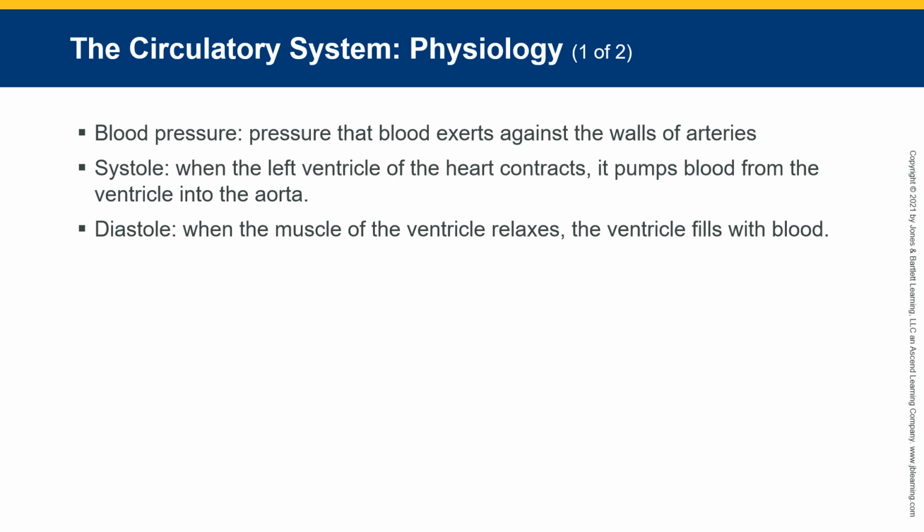Your circulatory system physiology. Your blood pressure, which is the pressure that blood exerts against the walls of the arteries. Your systole, when the left ventricle of the heart contracts and pumps blood from the ventricle into the aorta. And your diastole, when the muscle of the ventricle relaxes, the ventricle fills with blood. I want to know what a book normal blood pressure is. 120 over 80. I mean, 120 over 60, we ain't gonna do nothing about it. We're gonna look at it and be like, so.